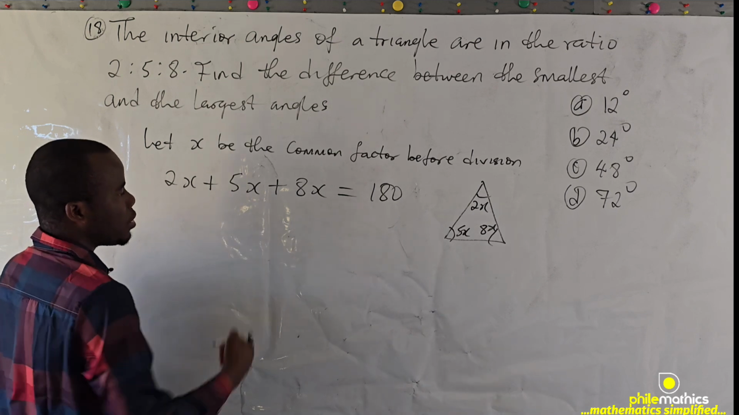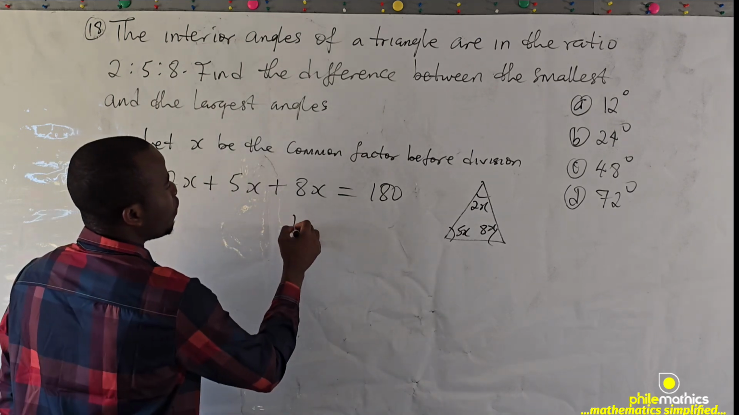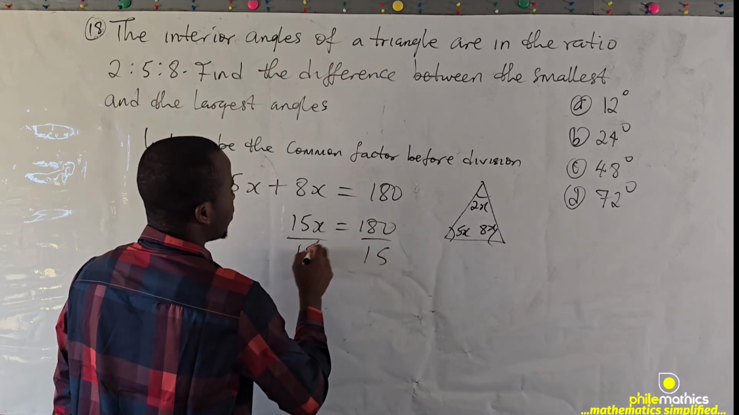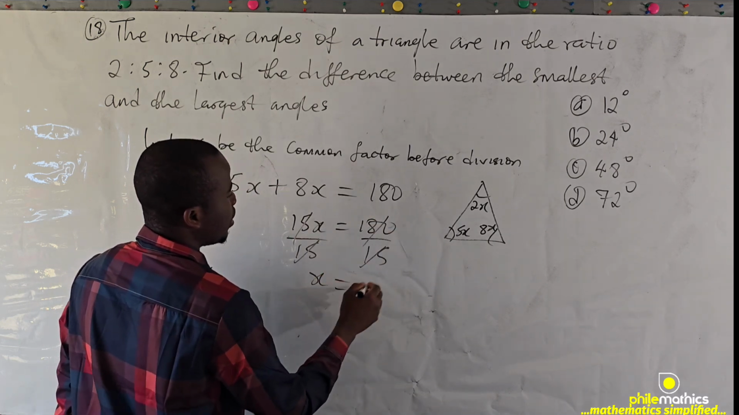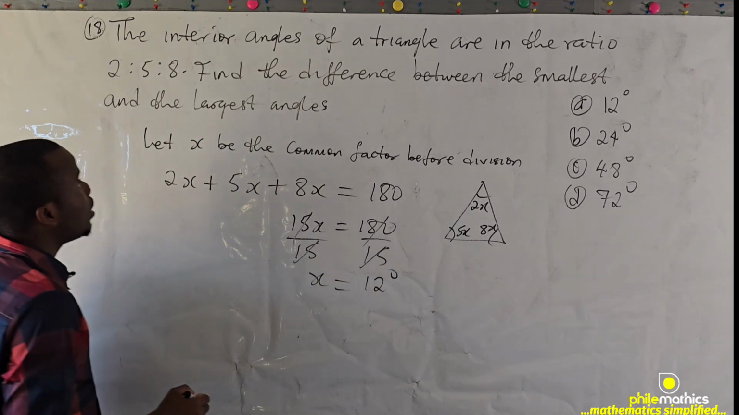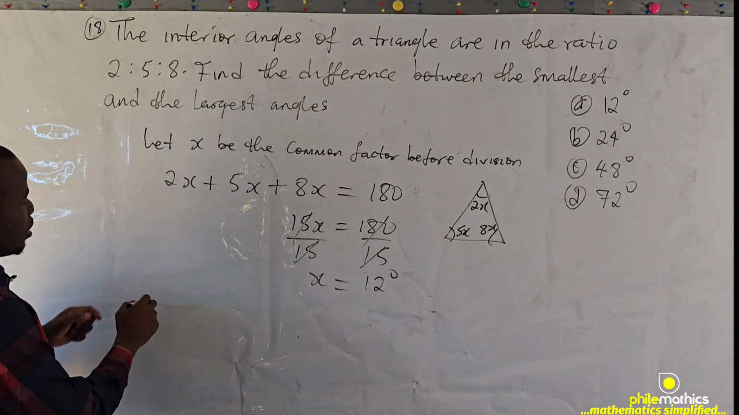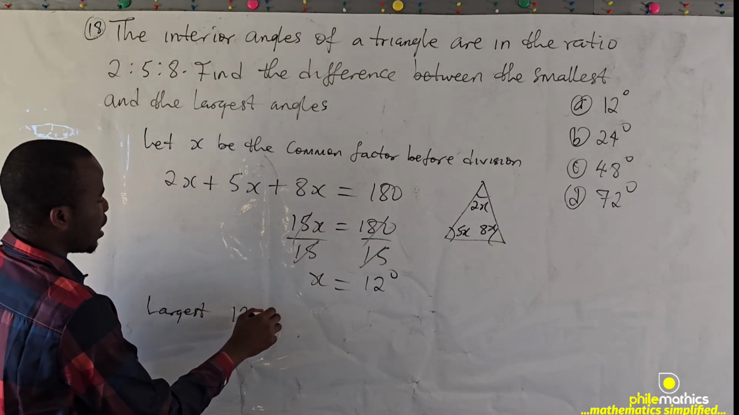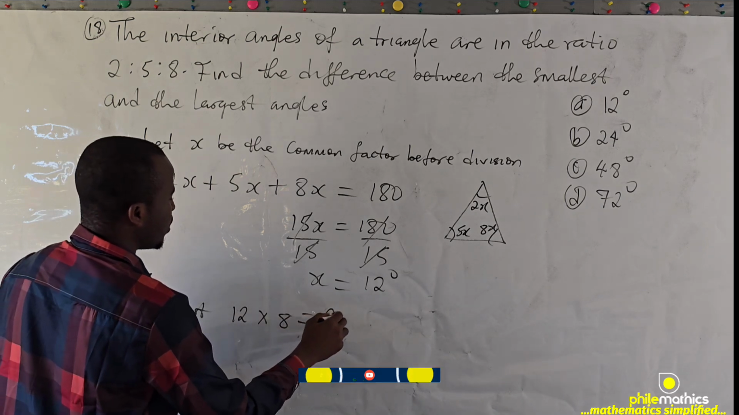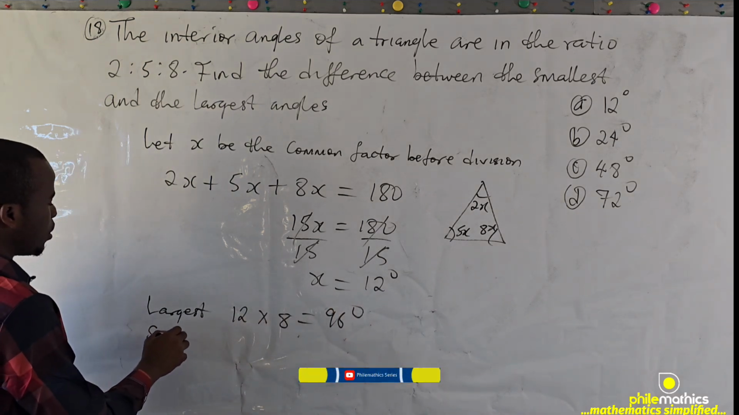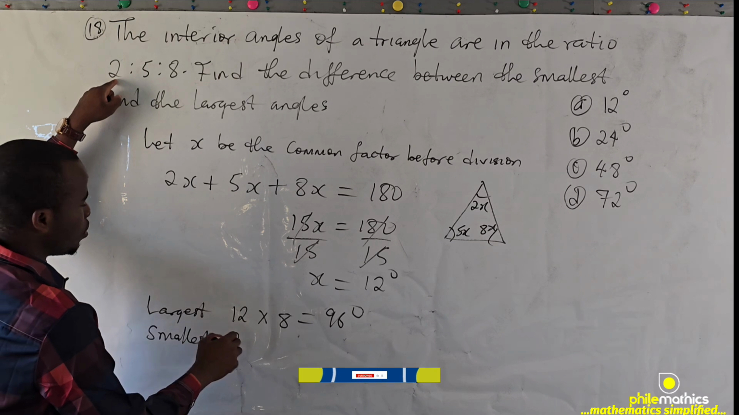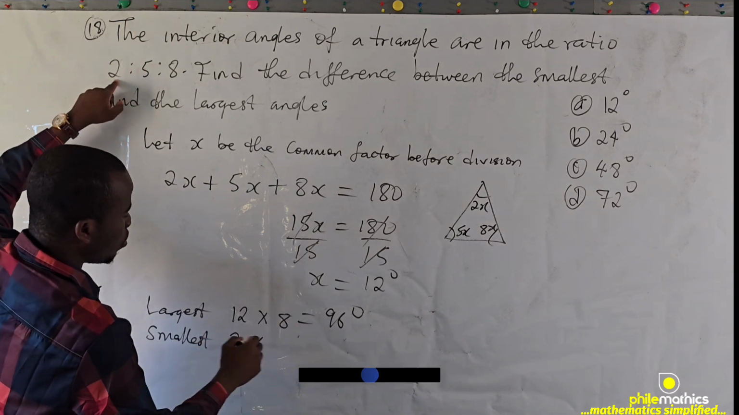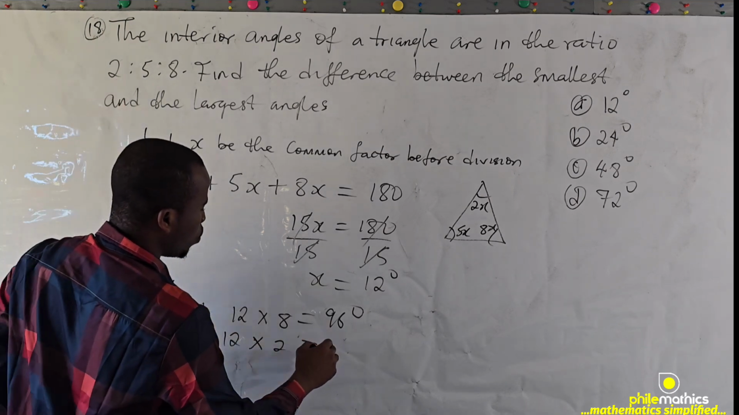2x plus 5x is 7x plus 8x is 15x equals 180, divided by 15. And we find that x is 12 degrees. Now, the largest angle will be 12 times 8, which is 96 degrees. The smallest will be 12 times 2, which is 24.